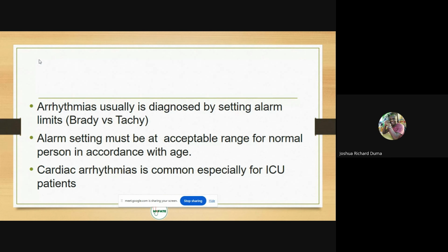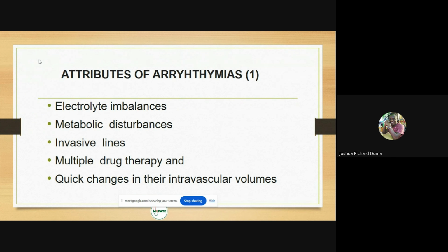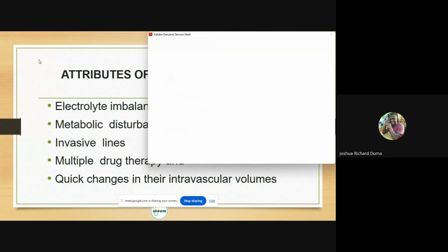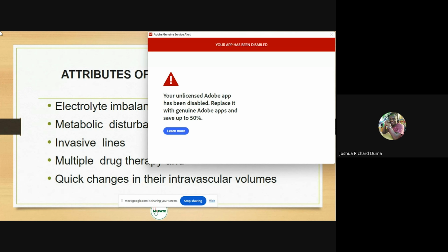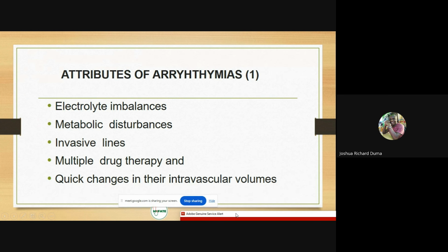Next. So in ECG, not only arrhythmias can be detected. In ECG, you can also detect electrolyte imbalance. Once the patient is having, let's say, high potassium levels, it can be seen in ECG. Low potassium levels, low sodium, high sodium, calcium, magnesium, and other electrolytes can be seen through ECG. So through ECG, not only arrhythmias, you can also detect the electrolyte derangements.